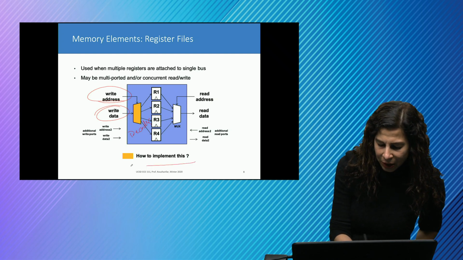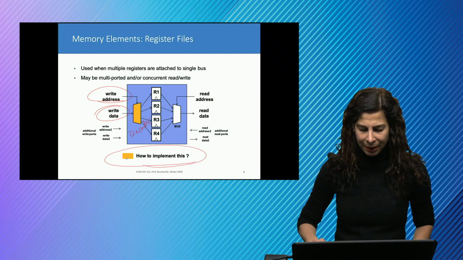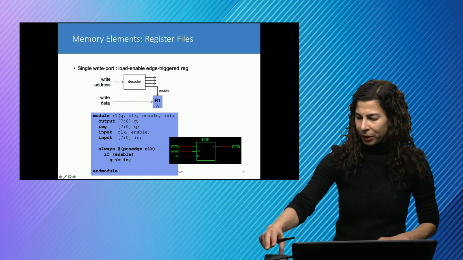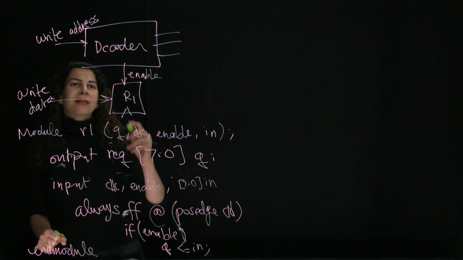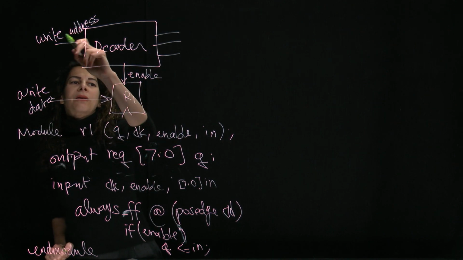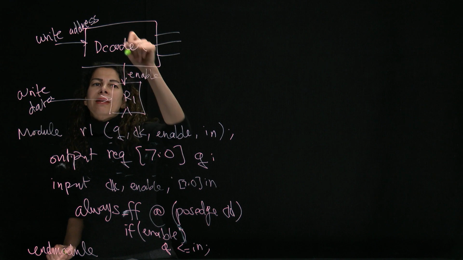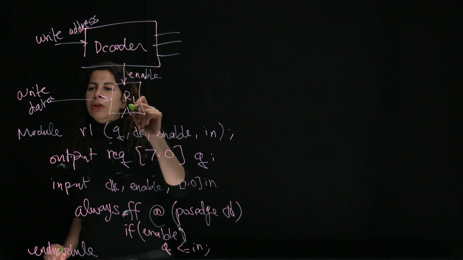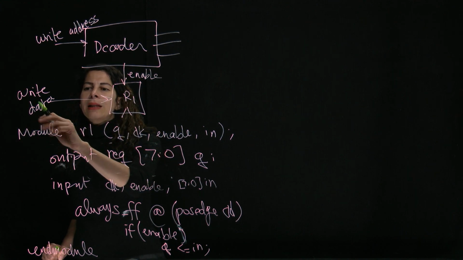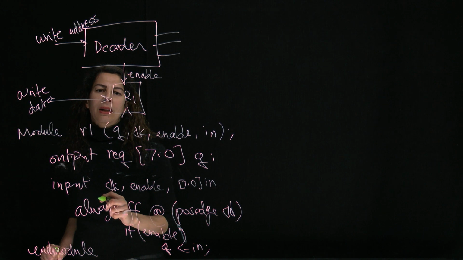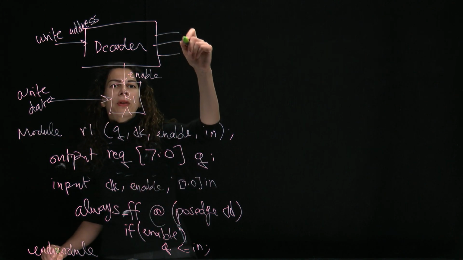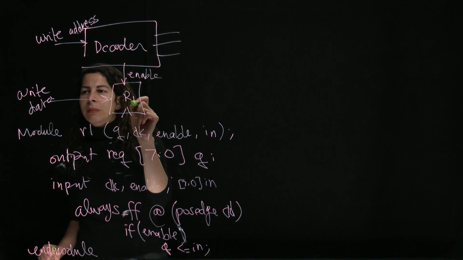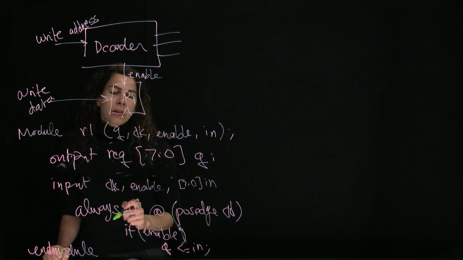Now the question is, how do we implement an address decoder? Let's go to the board and see that. Here is how a decoder looks. It gets the write address, and based on the address it gets, it gives an enable signal to the register where we're writing the data, and then we write data to this element. So we decode the value of the address, give it as an enable signal to the appropriate register, and then we write data to the registers.